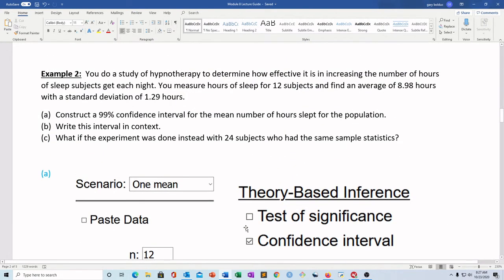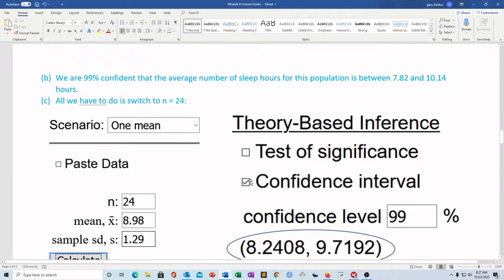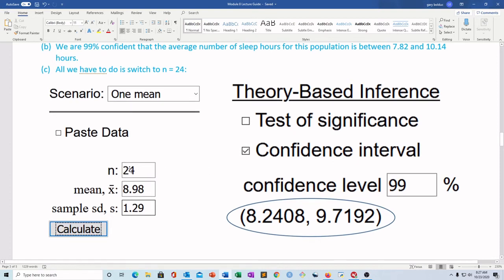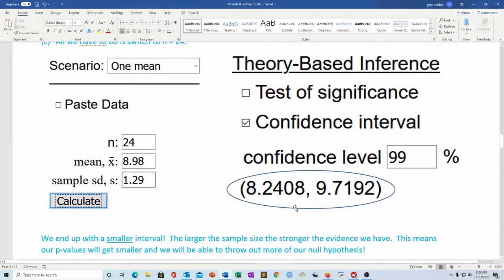Okay, so C says, what if the experiment was done with 24 subjects who had the same statistics? So instead of 12 people, we actually got the same data from 24 people. Let's see what happens. All I do is change this box to 24. It was 12, now it's 24. I run the applet to get the confidence level, and I get this new interval.